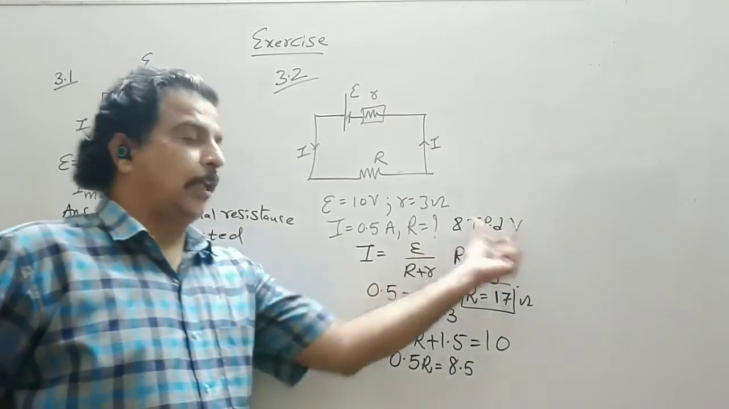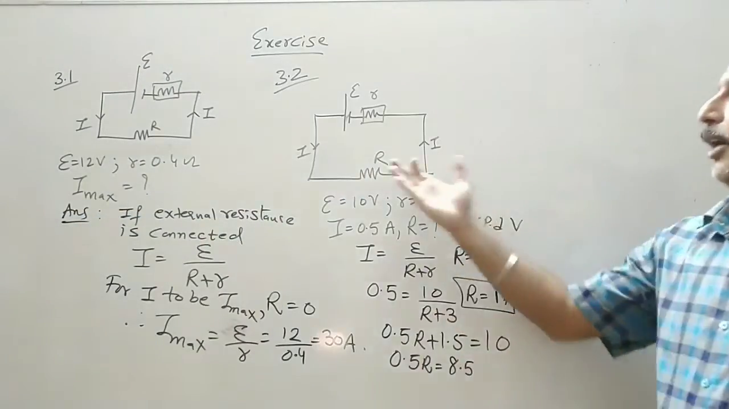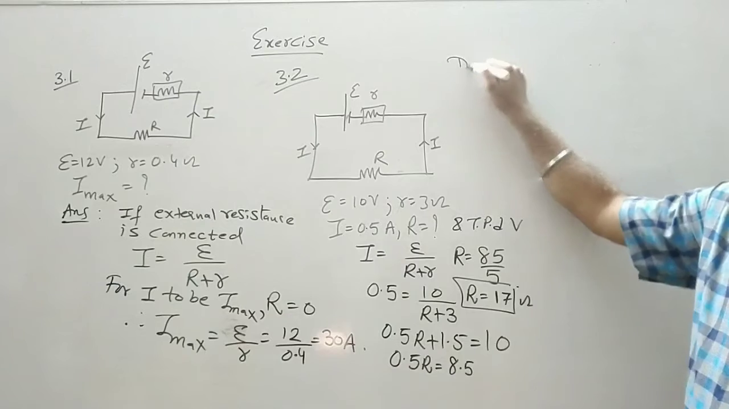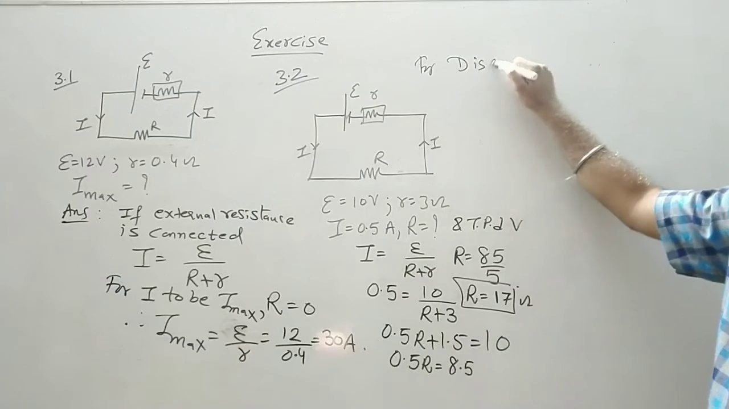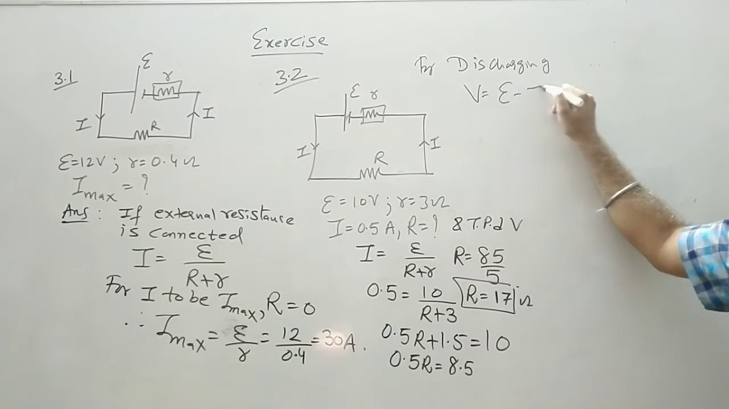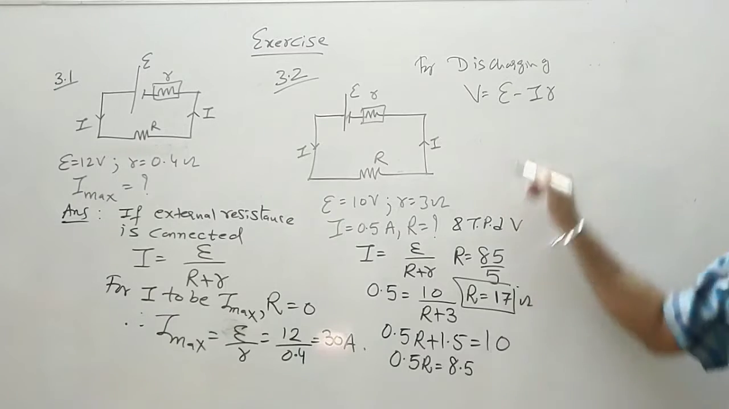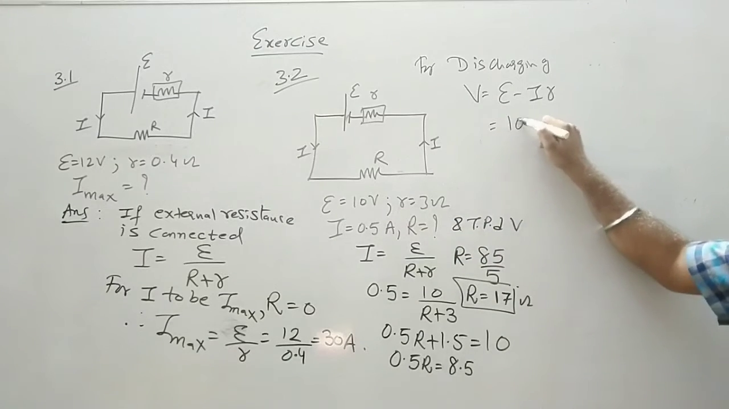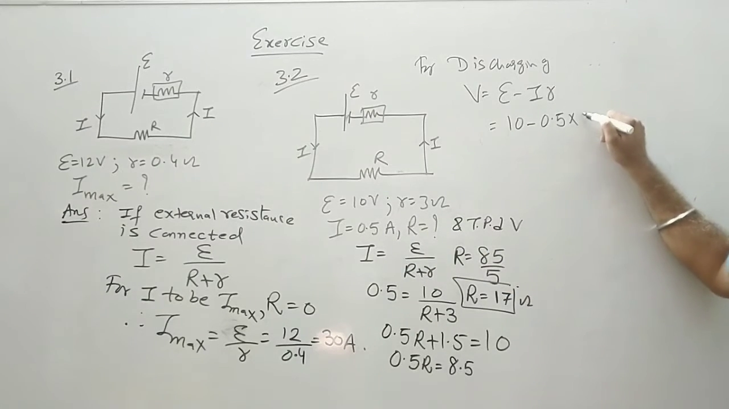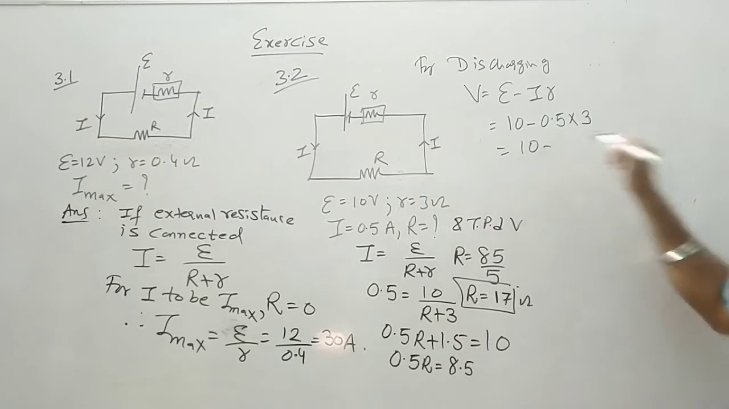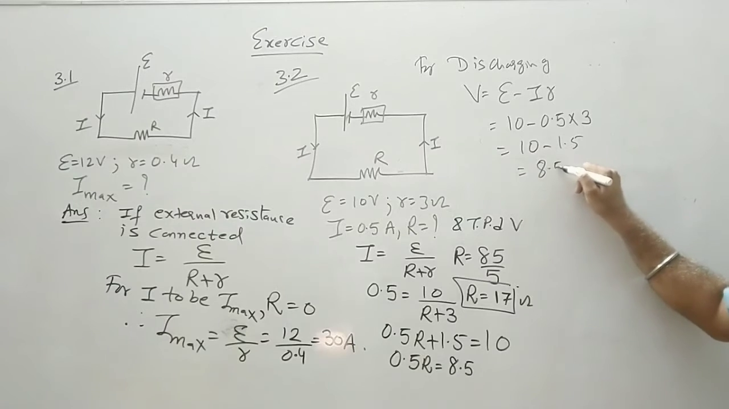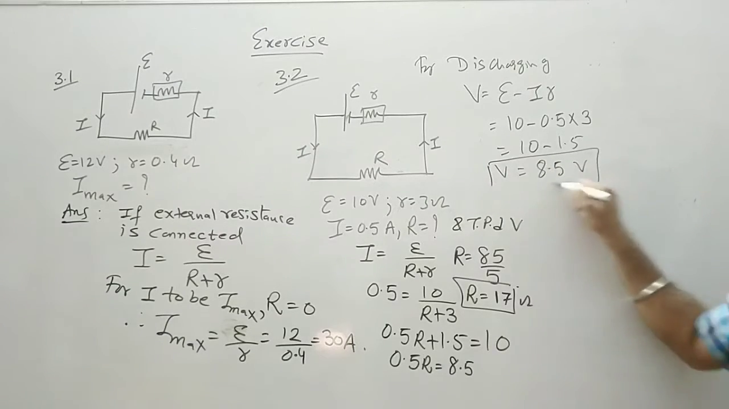Now I have to find out the terminal potential difference. Again we are drawing the current from the battery or a cell. So for discharging, terminal potential difference V is equal to E minus Ir. Here E is equal to 10 volt minus current is 0.5 and internal resistance is 3. So this is equal to 10 minus 1.5, that is equal to 8.5 volt. That is the terminal potential difference.